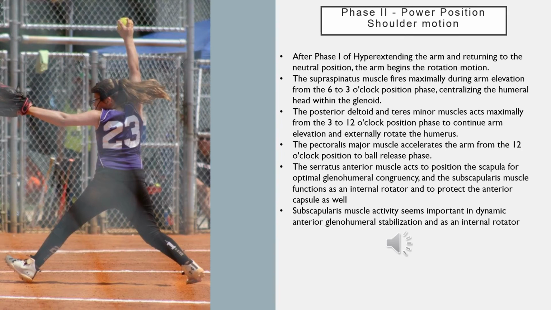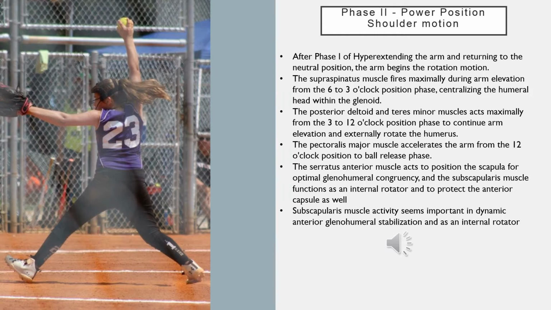The supraspinatus muscle fires maximally during arm elevation from the 6 to 3 o'clock position phase, centralizing the humeral head within the glenoid. The posterior deltoid and teres minor muscles act maximally from 3 to 12 o'clock position phase to continue arm elevation and externally rotate the humerus. The pectoralis major muscle accelerates the arm from 12 o'clock position to ball release phase.